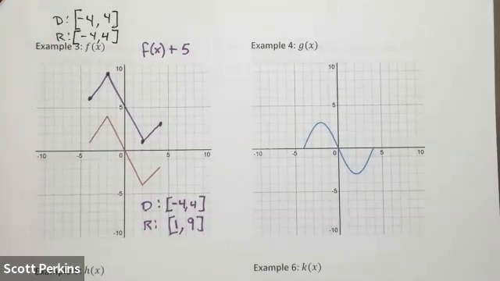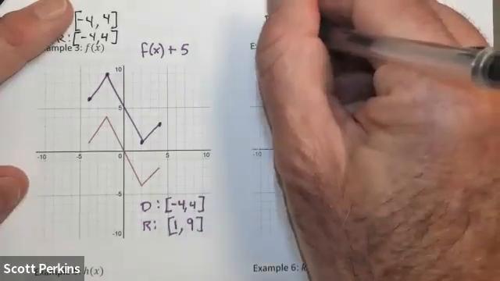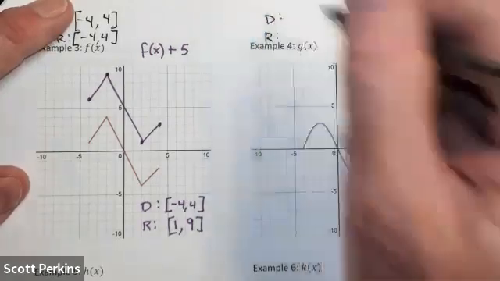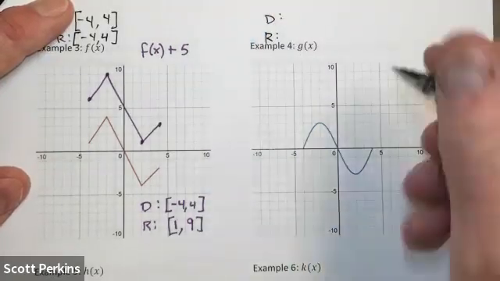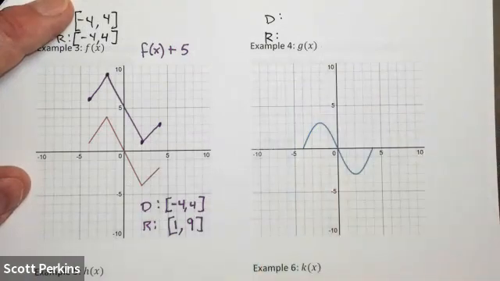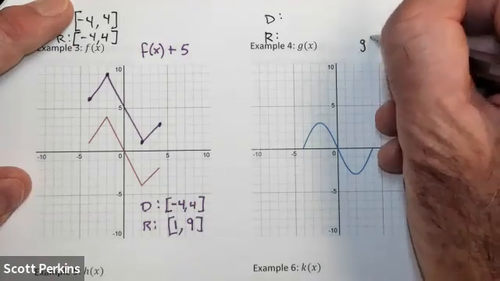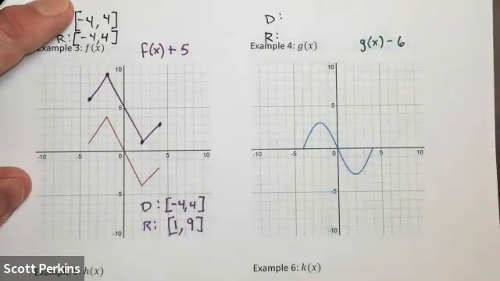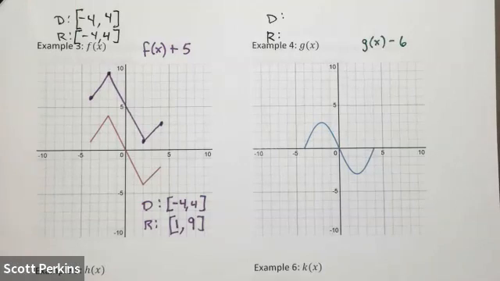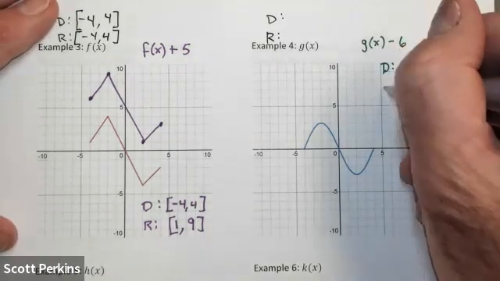So here's what I would like you to do. Right next door is example 4. I want you to do the same thing. First, I want you to identify the domain and the range of the original function. And then I would like you to graph, this graph I just called g of x, just to be creative and different. So I would like you to do what g of x minus 6 is. And then identify the domain and the range of g of x minus 6.